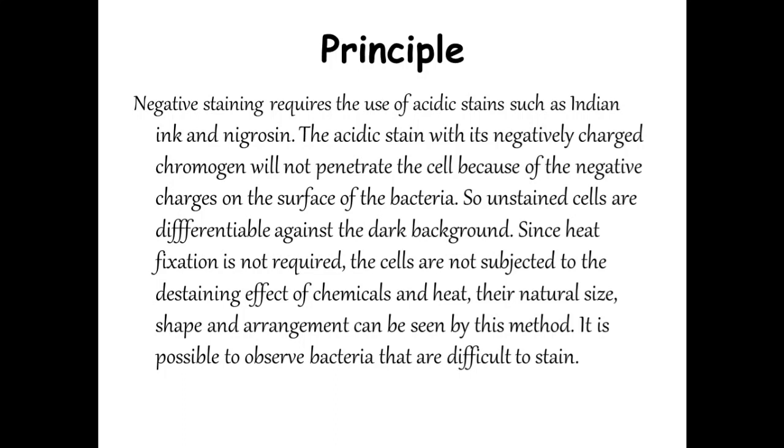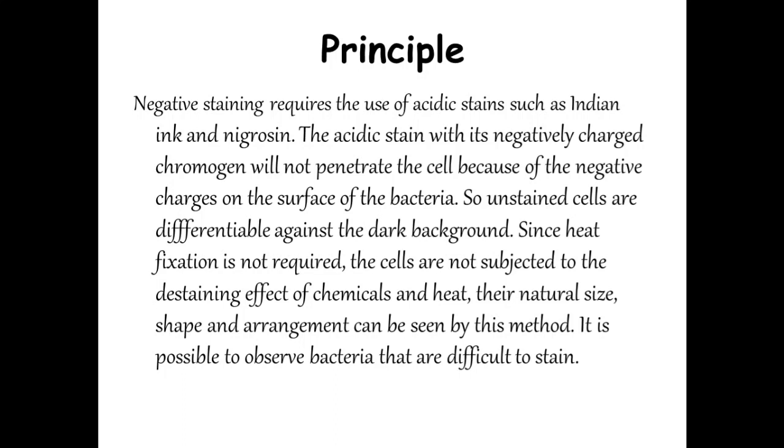The bacteria will be colorless, and these colorless bacteria can be observed clearly under a colored background. So here the dye we use is an acidic dye such as Indian ink or nigrosin. This acidic dye has a negative charge, so it will not penetrate the cell because of the negative charge. So the unstained cells can be differentiated against the dark background.